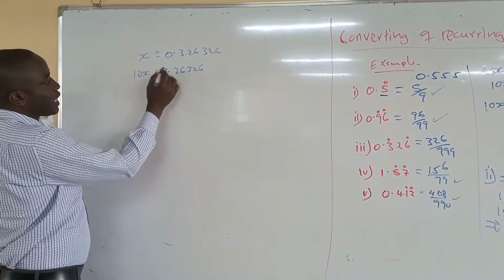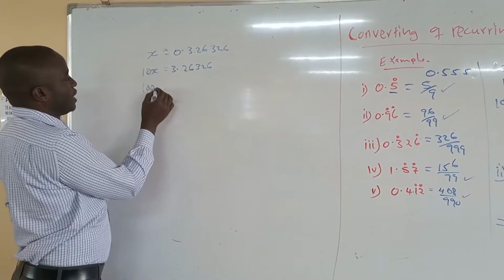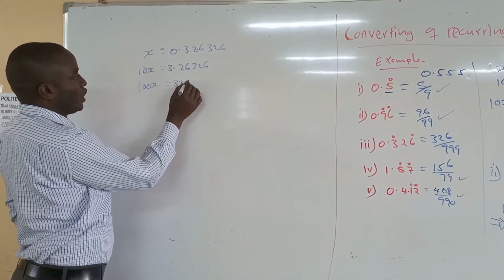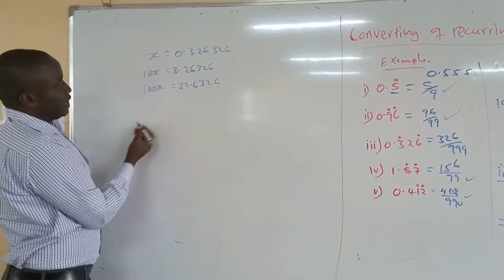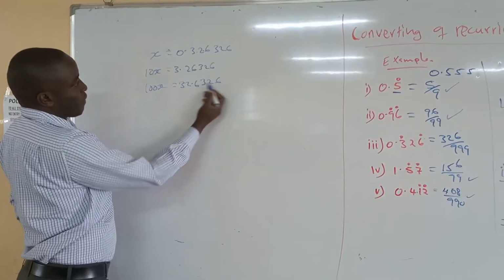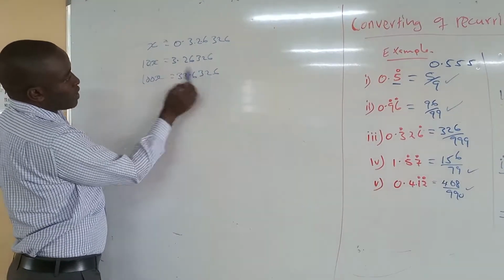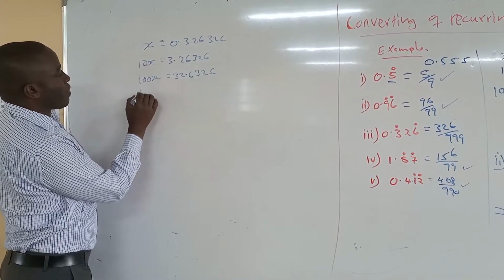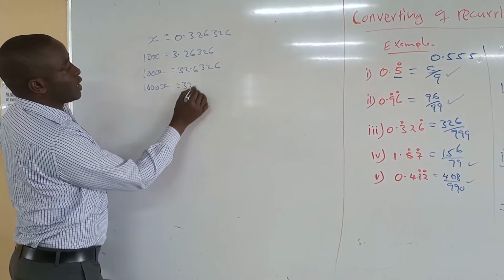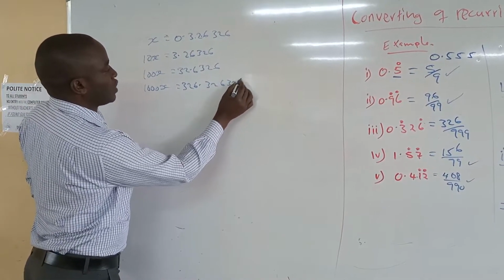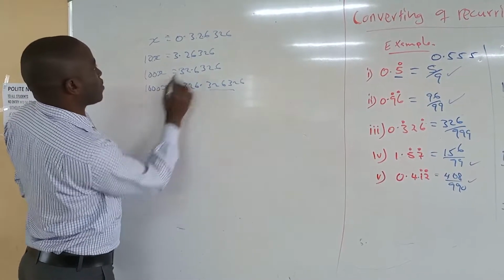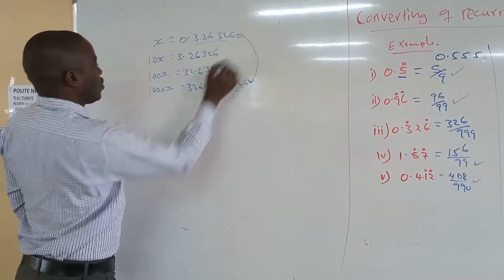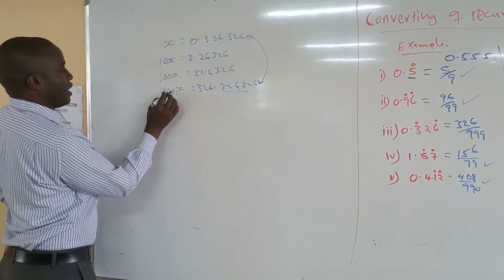Then still 100x, you will not yet be at the answer. That means you multiply by 100, it will be 32.6326. Still, after the decimal, we must have similar numbers. So when we talk about 1,000x, it will be equal to 326.326326. After the decimals, this and this are similar, so we subtract the two. This subtract this, that's 1,000x.